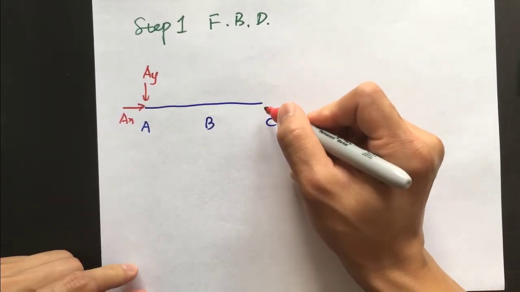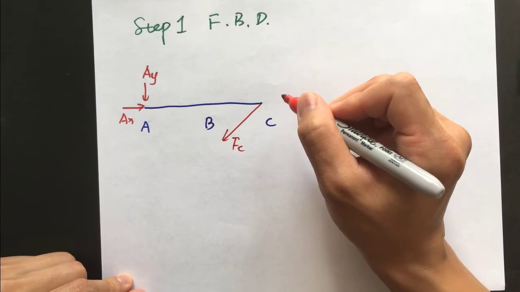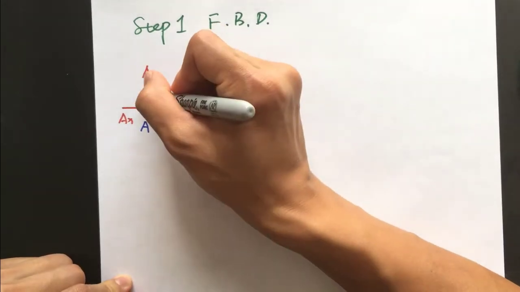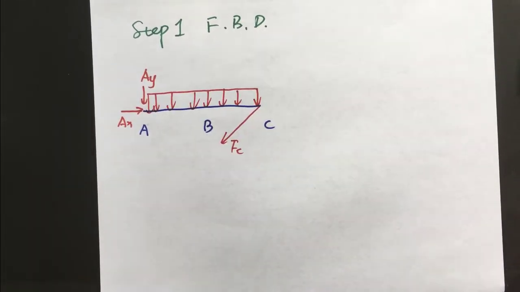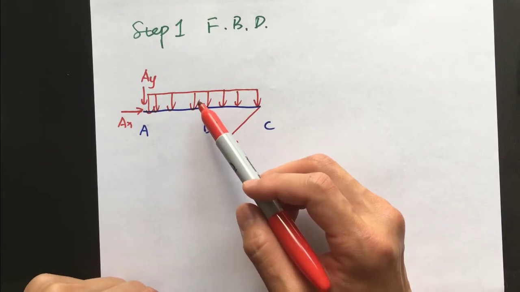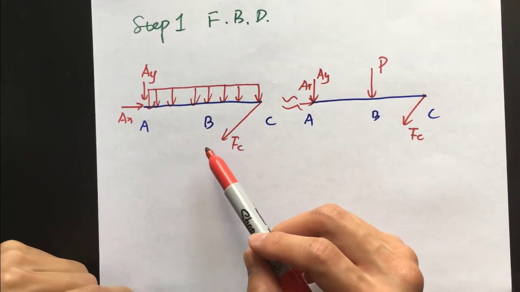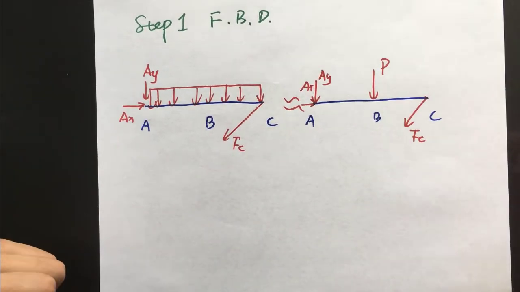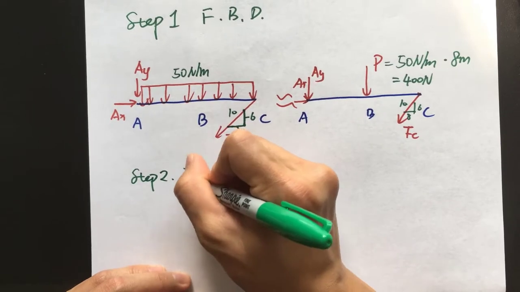And at point C, we have a two-force member. Therefore, FC has the same direction as the beam CD. And on the top, don't forget, we have this uniform distributed load. There's another way to draw this free body diagram. If you don't like the uniform distributed load on the top, you can draw this. You can draw the free body diagram like this or like this.